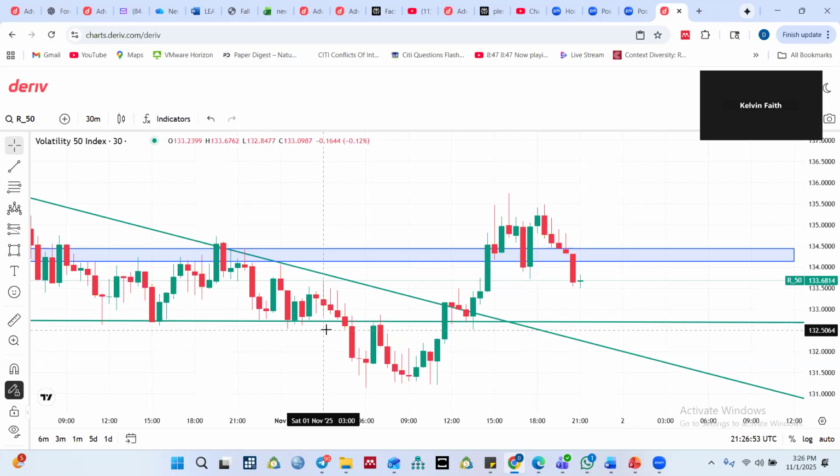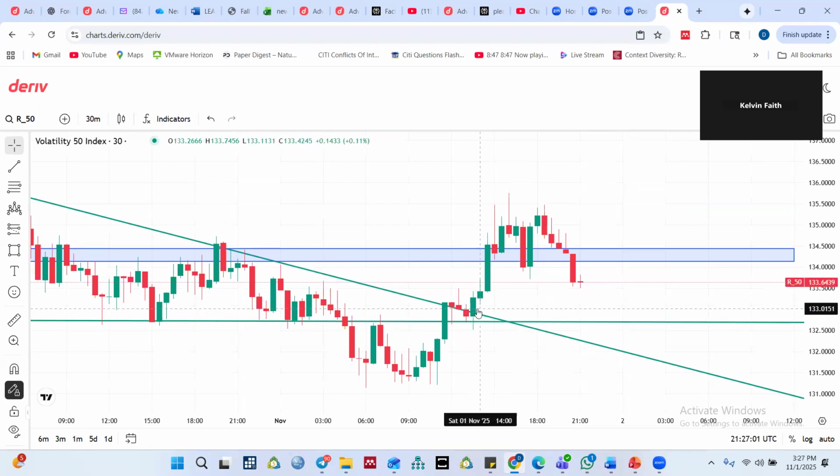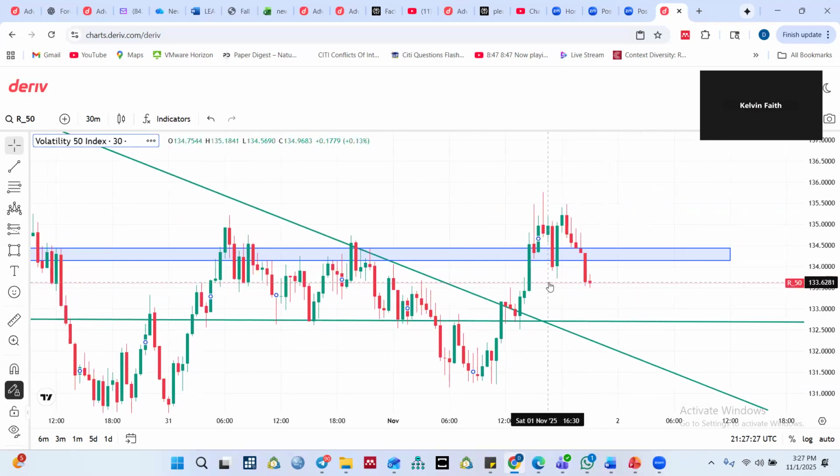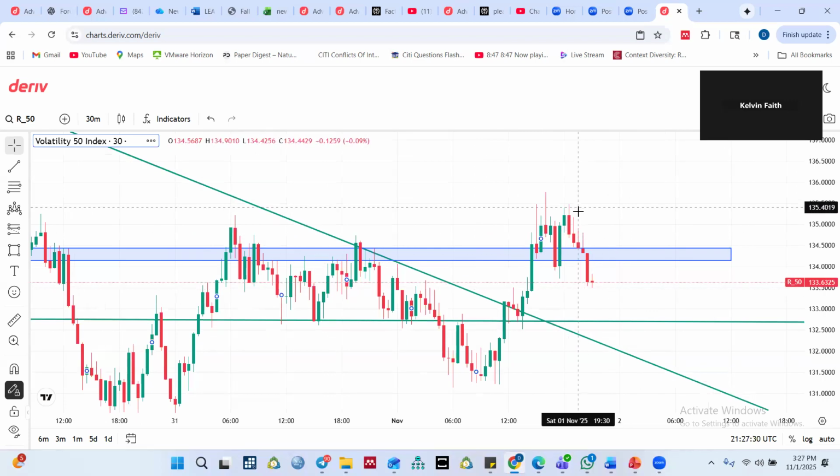I caught the move from here up and I caught the pullback. I also bought, but I didn't close profit. I was still holding it till price came back to the second entries I had, and I had to close the entries below here and the ones that were trying to be in loss. I closed everything.